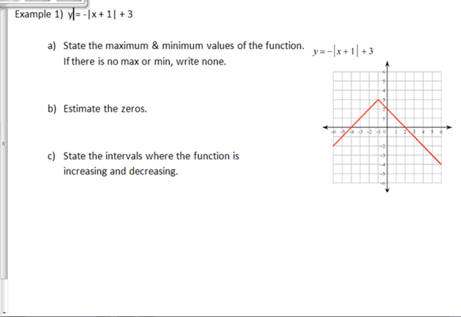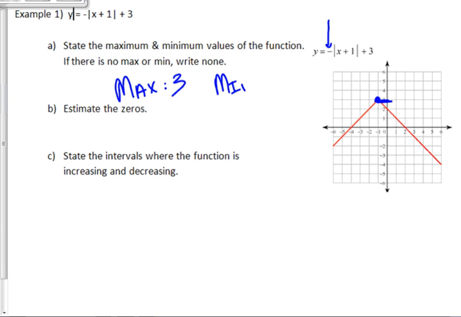So here in example 1, you're given a graph with absolute value, and the absolute value creates that V-shaped graph. Well, in this case, we have a negative, so it's going to invert that graph and form that V upside down. So negative absolute value, x plus 1, plus 3. This graph does have a max value. The highest point on that graph is this point here, which is reaching up to 3. So the max of the graph is 3.